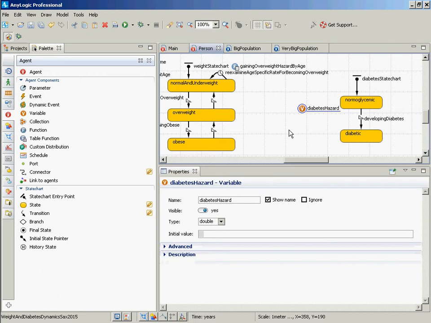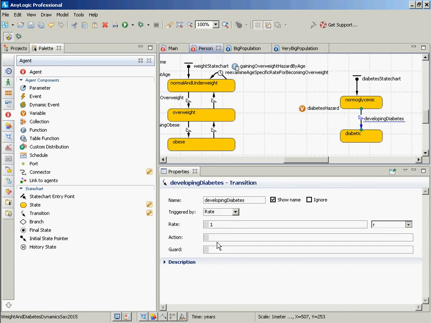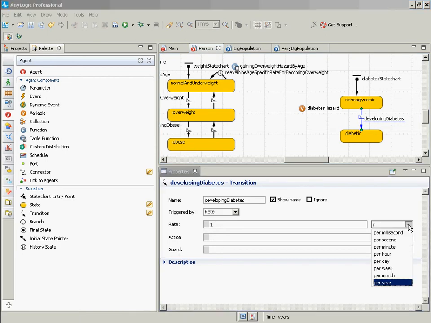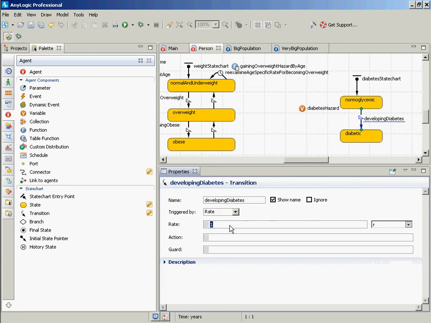Now, what is this rate going to be? What's the value of the rate going to be? So this rate, right now it's a rate of 1 per year. What is it going to be now? Since I created this variable, what is this rate going to be? Yes, it's going to be the variable. It's going to be the value of that variable.